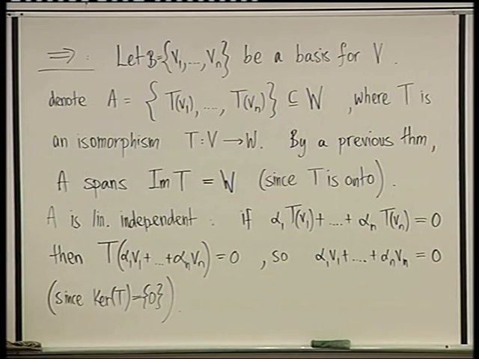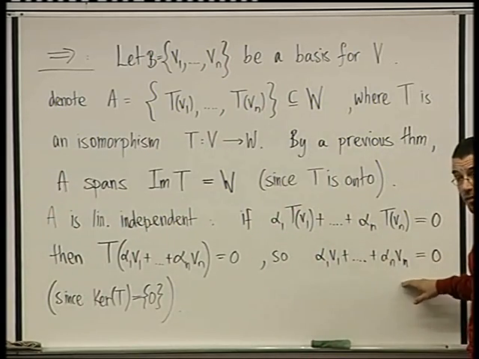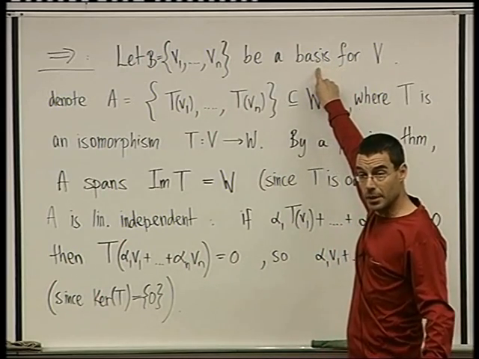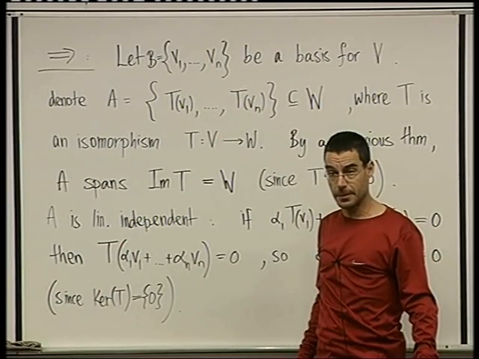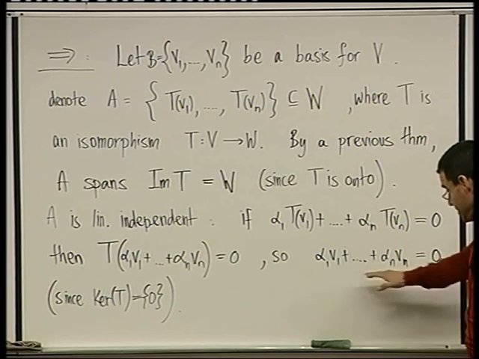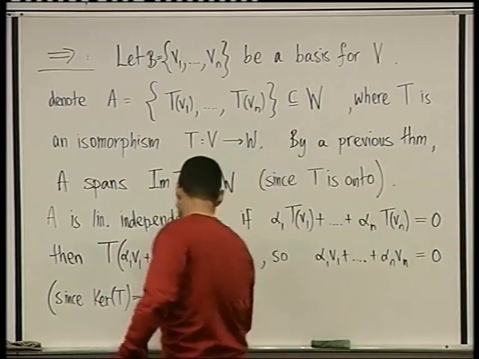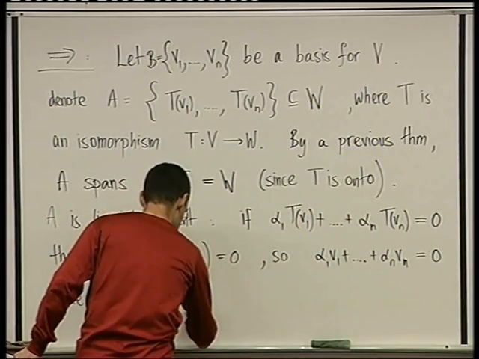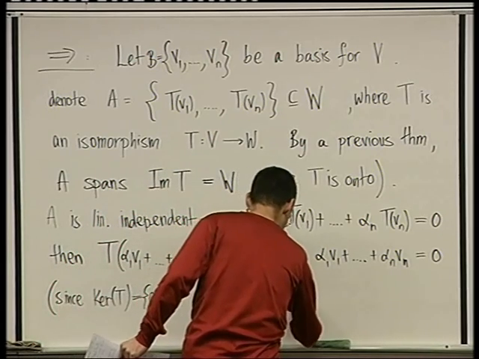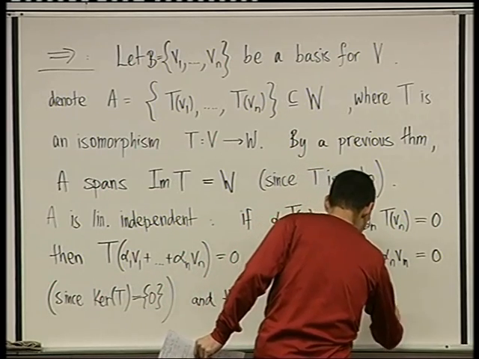Do you agree? So this element, what is it? It's a linear combination of the vi's. The vi's were a basis for V. We know that they're linearly independent. So if we have a linear combination that equals 0, and this is a basis, it forces all the alpha i's to be 0. And thus alpha 1 equals alpha 2 equals ... equals alpha n equals 0.